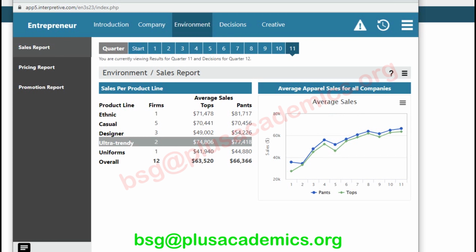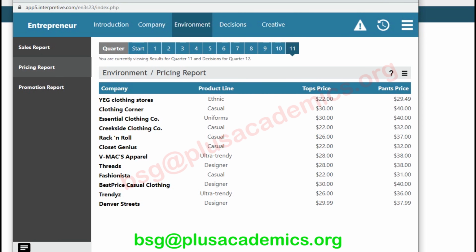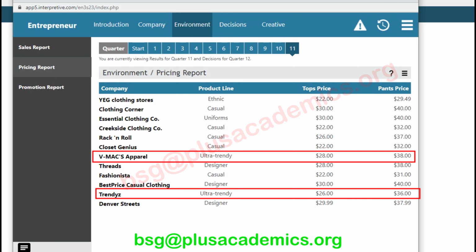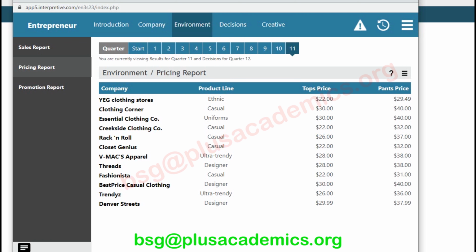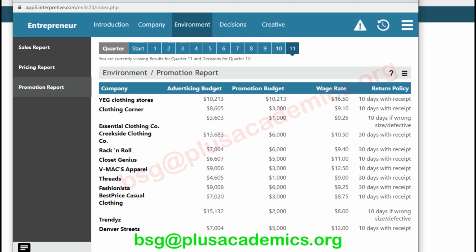Let's now go to pricing strategy. Who is competing with us is VMark Apparel. Our company is Trendies. You can see for VMark Apparel, when we compare it with our company, their price is relatively higher compared to ours. They are charging $2 extra for tops and also $2 extra for pants. Let's go to promotion reports and we try to understand our competitors further.